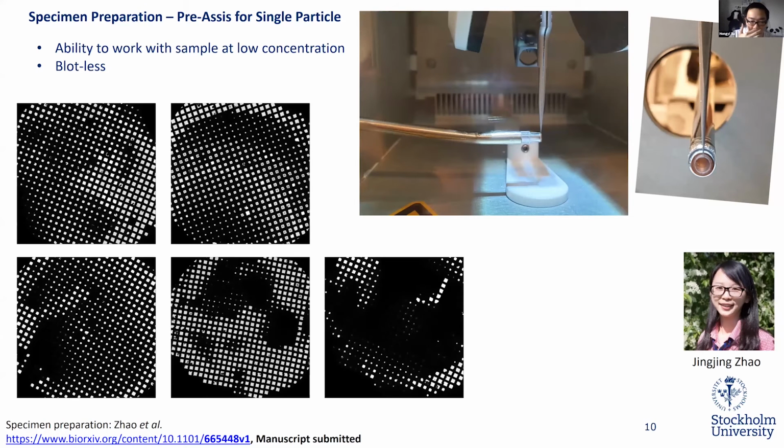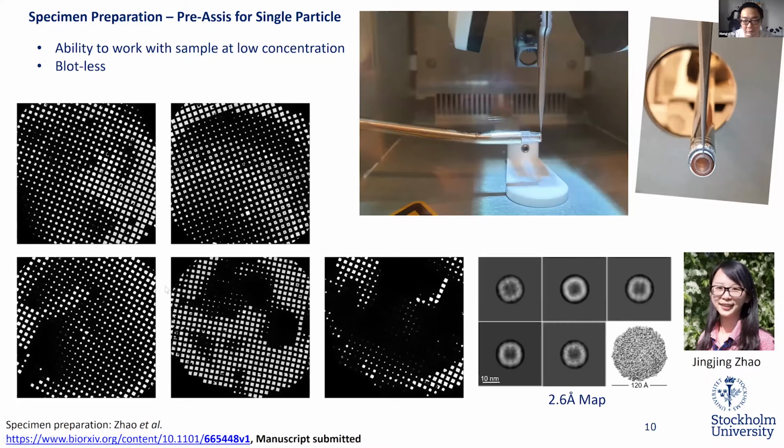And by doing this, this is from last week, we can get quite consistent ice thickness on the grid. In this case it is not very nice, but in all the other four cases we get usable areas. And of course, we could reconstruct the apoferritin structure to 2.6 angstrom resolution. So we still believe in this method, and we're still working very hard on it, and hopefully in the near future it can be brought to the community.